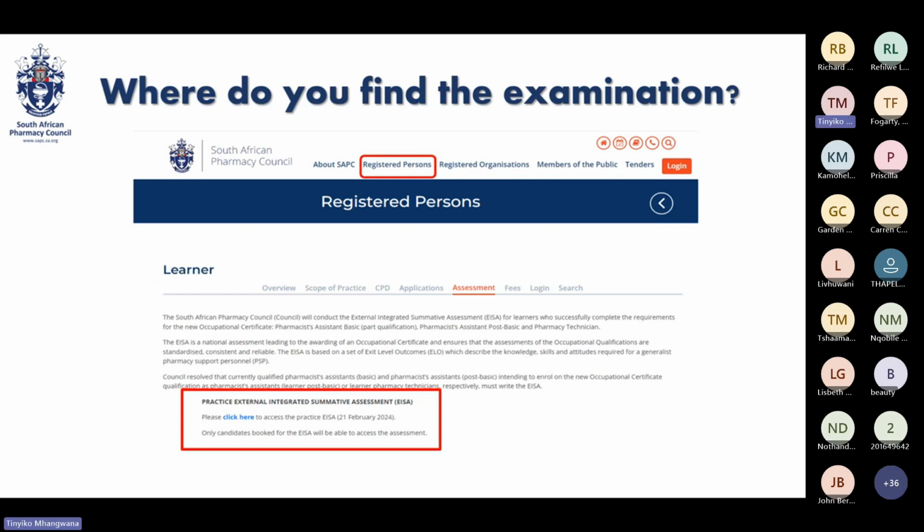When you have selected that, it will take you to this page of the learner. There, you are going to see these tabs up here. You are going to select the one that says assessment. That is where you are going to find the tab for you to book the exam. So you will click on the blue highlighted area for you to have access to the exam.